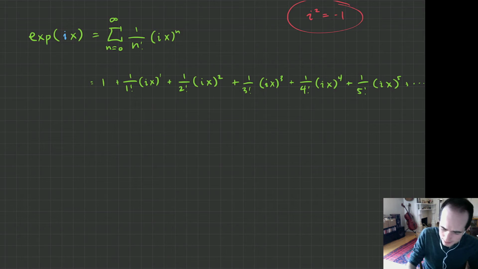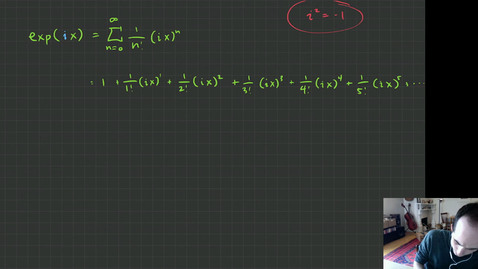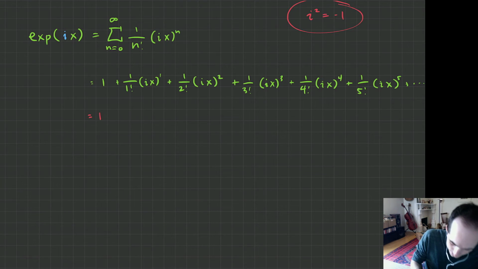Okay, now let's start cleaning this up, and I'm going to do some color coding. You'll see I'm purposely thinking ahead, but the color coding should help. So every second term I'm going to do in red, and the other terms in blue. So this first term is 1. This next term is in blue. I'm going to factor this i out. So I've got i times 1 over 1 factorial times x to the power of 1.